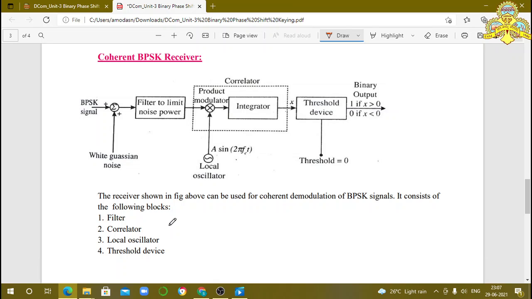Hello everybody. In the previous video, we discussed the BPSK generator circuit. Now we consider the BPSK receiver.